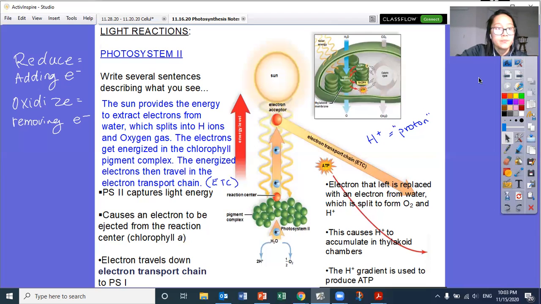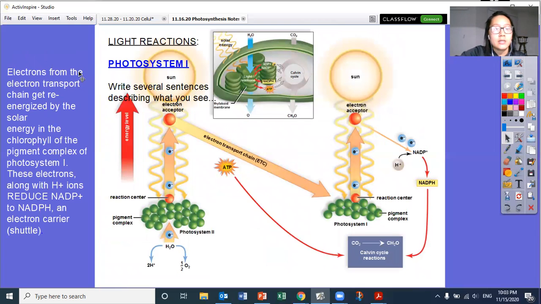So in the light reaction in photosystem 1, the electrons from the electron transport chain get re-energized by solar energy. So again, light energy is hitting all parts of the plant and all parts of its cell at all times. So it's getting re-energized again in another pigment complex, and this is again in chlorophyll. And those electrons, along with the hydrogen ions, are going to reduce NADP+, or add an electron to it.